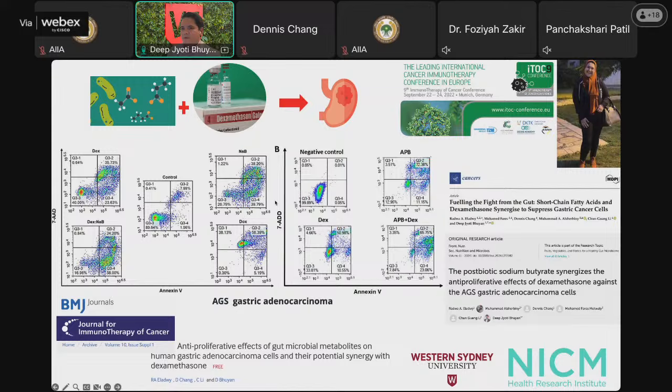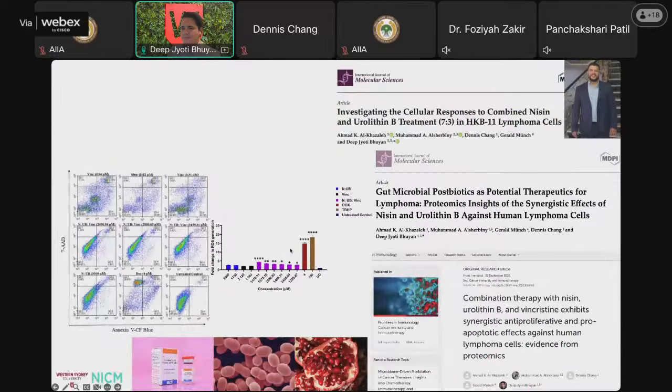And the same goes for the other section here, where we combine just butyrate with the drug dexamethasone, and we found that the combination was able to induce apoptosis in gastric adenocarcinoma cells, which was quite a promising finding, and we were able to publish that work in the form of 3 different research papers.